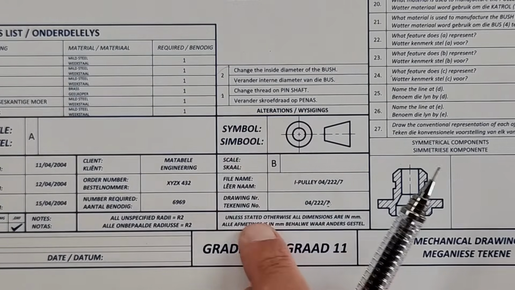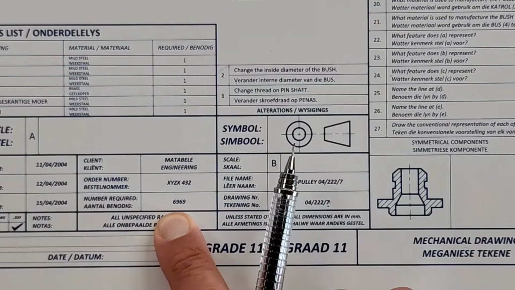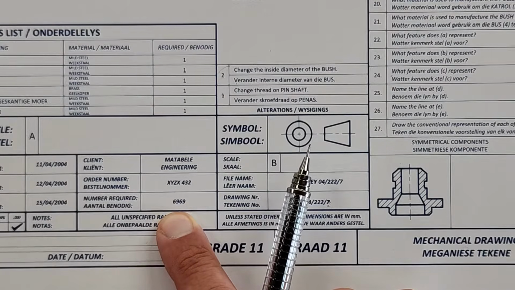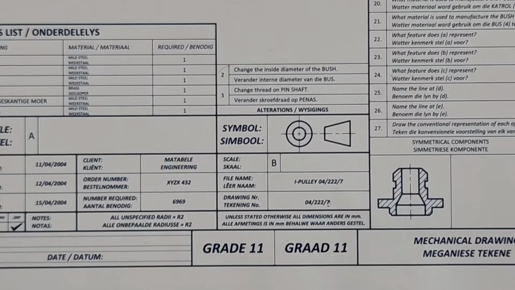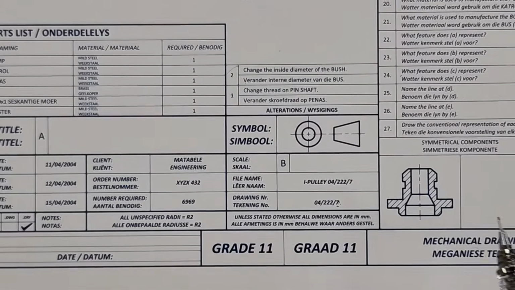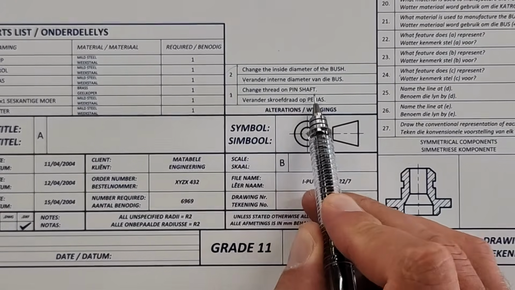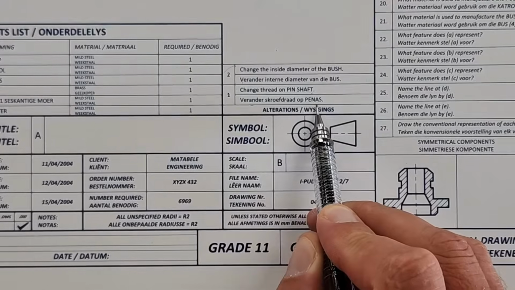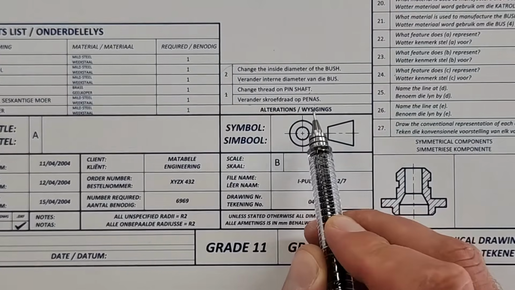How many of these must be assembled? There's the order number, 6,969. Alright. What was the first revision? It was changing the thread on the pin shaft, verander die skroefdraad op die pen as. How many of these assemblies?